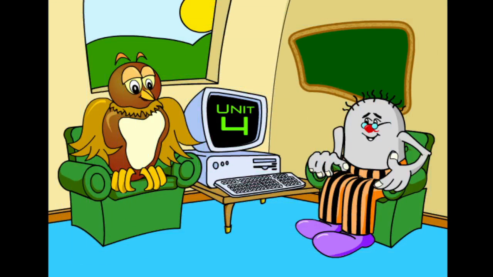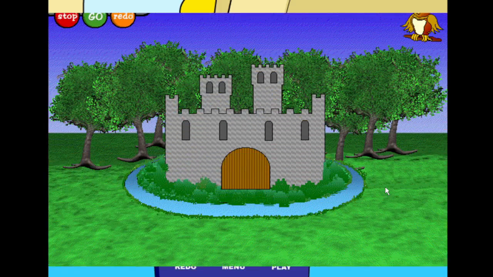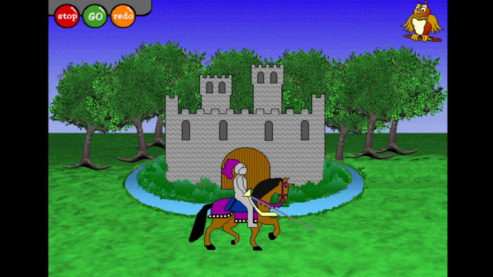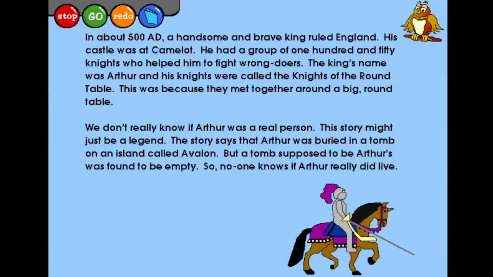You're doing really well. Unit 4, Reading. Read about King Arthur. In about 500 AD, a handsome and brave king ruled. His castle was at Camelot. He had a group of 150 knights who helped him fight. The king's name was Arthur, and his knights were called the Knights of the Round Table. This was because they met together around a big round table.